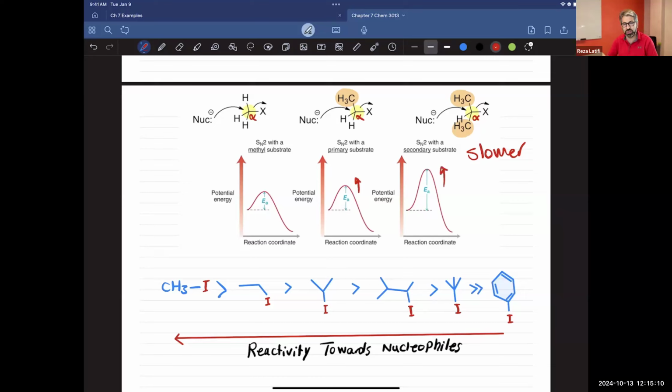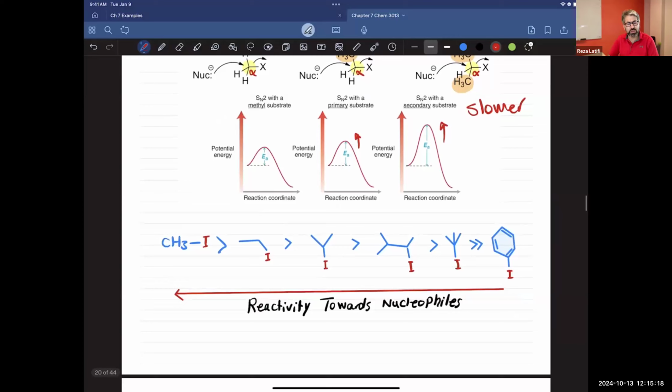And when it is a secondary carbon, the activation energy is way higher than primary. And this is the order for SN2 reactions. If you have a methyl halide, methyl iodide, it will be the fastest SN2 reaction. Now, if you replace one of the hydrogens by a methyl, the reaction will be slower. That's a primary. We had the methyl, now primary. Next, this is a secondary. It has two methyls and of course one hydrogen.